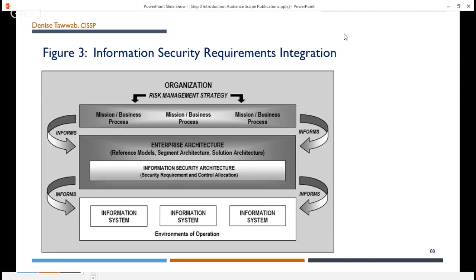So you have your enterprise architecture, which will be your reference models used, your segment architecture, your solution architecture. And then within that, you have your information security architecture that includes the security requirements and the control allocation. And then the decisions that are made at the architectural layer flow down to each individual information system, as well as the environments in which those systems operate. So that's figure 3.